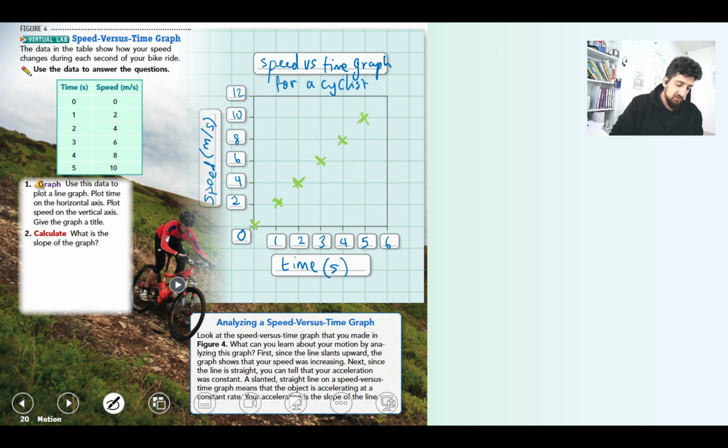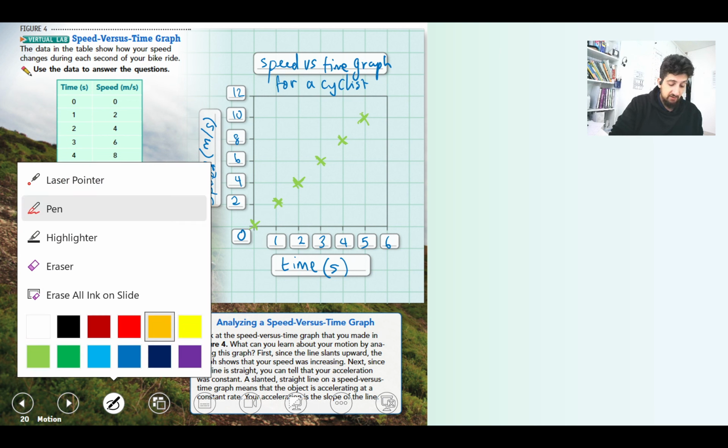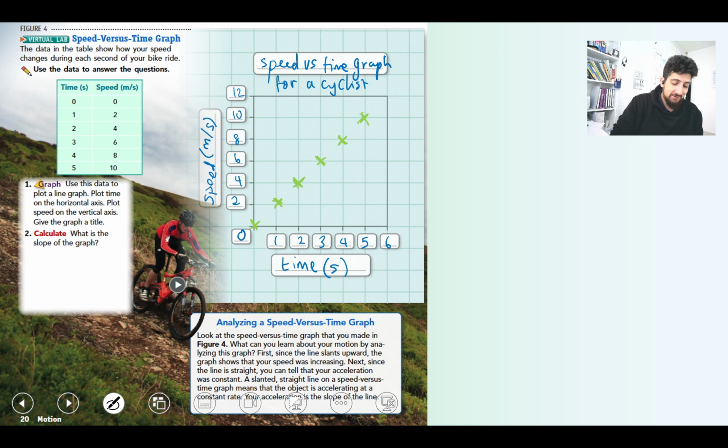And I'm going to use orange. No, not orange. I'm colorblind. I hate orange and green together. I love green and I love orange. It's just that when they're together, I can't see them very well.